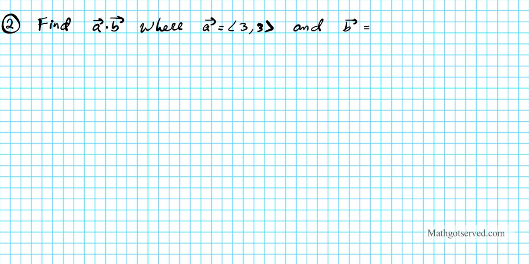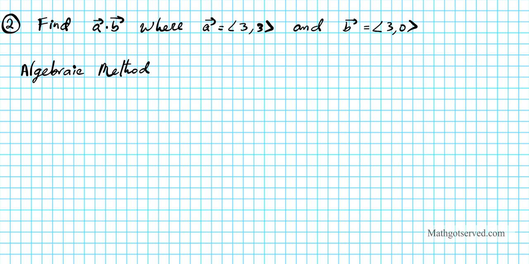Alright, now let's go ahead and take a look at another example, question 2. Now we're going to find A dot B, where vector A is 3, 3, and vector B is 3, 0. Okay? Alright, now we're going to do the algebraic method, and state the meaning.